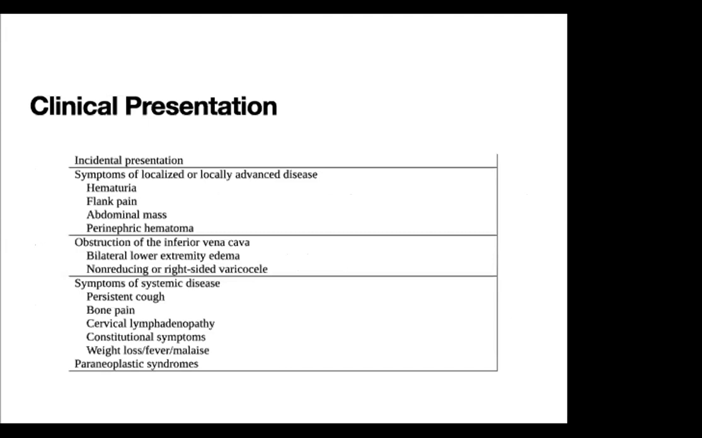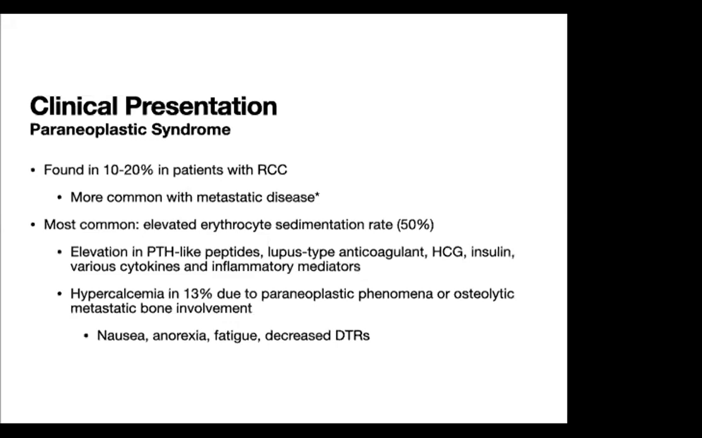So here is a chart discussing the different clinical presentations in relation to, for example, the symptoms of the advancing disease, the obstruction of the inferior vena cava, and the symptoms of systemic disease. For the clinical presentation, there is what we call the paraneoplastic syndrome, which is found in 10 to 20% of patients with RCC. It is more common with metastatic disease and almost non-existent in patients with small incidental renal masses.